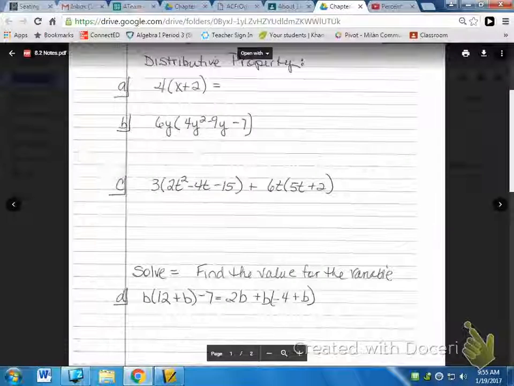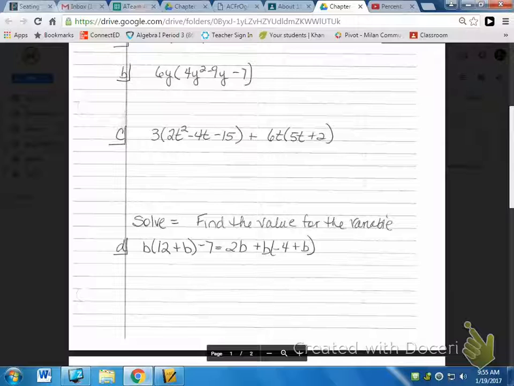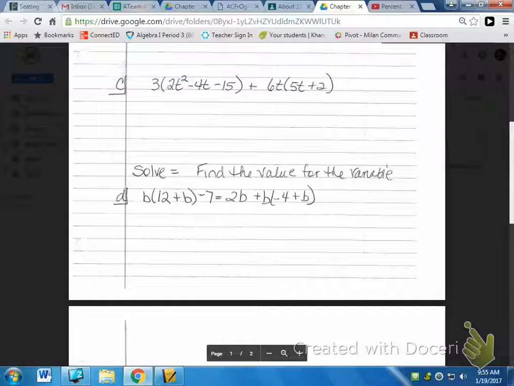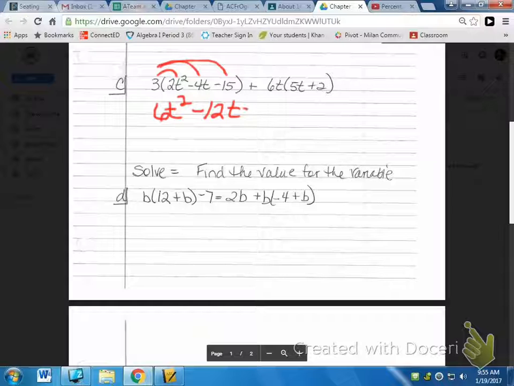This one has a couple of distributives, so you got to be careful with it. You got to do both of them and then go back and check and see if you have any like terms that you could combine. So 3 times the quantity 2t squared minus 4t minus 15, and then we're going to add to it 6t times the quantity 5t plus 2. Anybody want to try this one? Okay, Octavia, let's take 3 and distribute it through there first. 6t squared, minus 12t, and then minus 45. All right, so that's the first one.